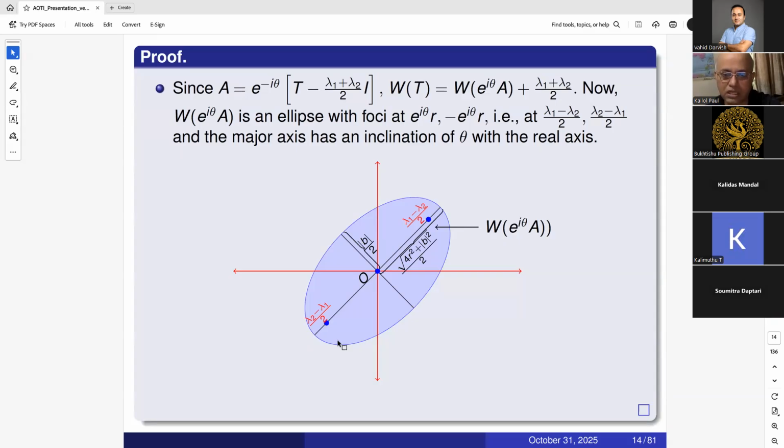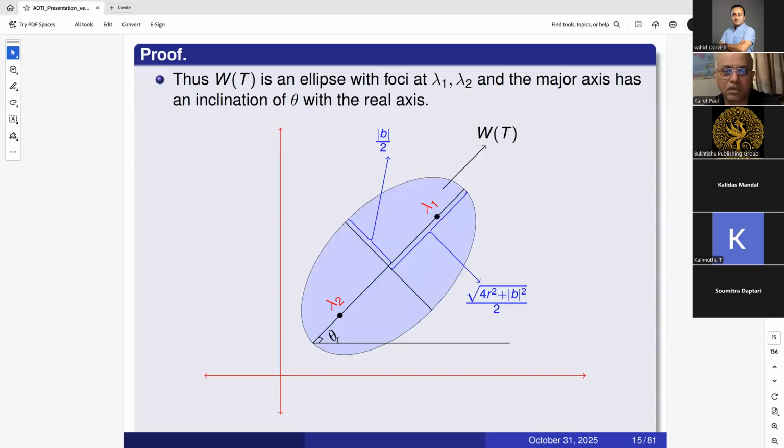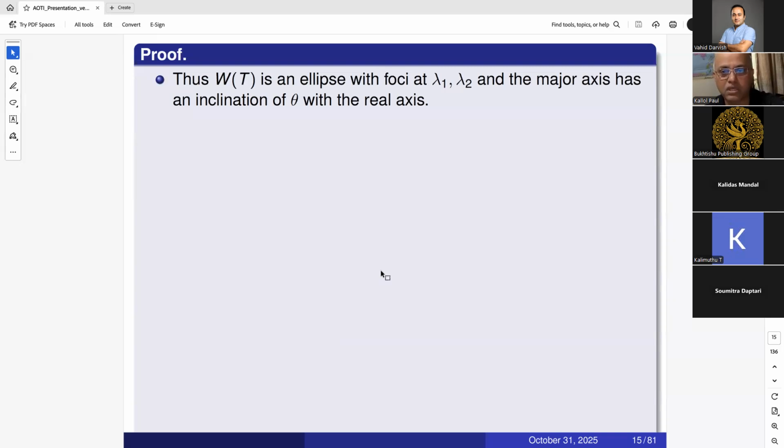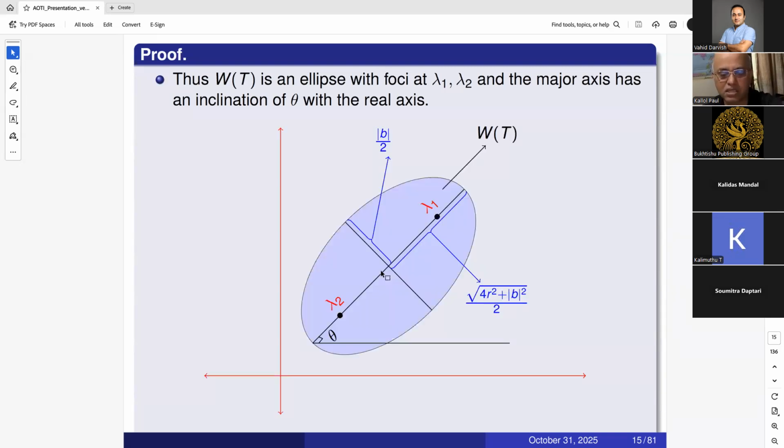Now the question that will come: this is W of T more or less. Actually this was W of e to the power I theta into A. So this is origin at 0. And when you take this W of T, then it looks like this. These are all geometrical, very simple, interesting. One can actually work it out for oneself also.